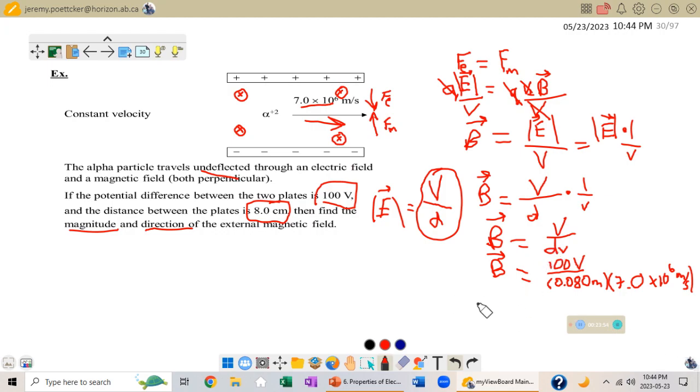And to the correct number of significant digits, my magnetic field strength is going to be 1.7857 on my calculator, so 1.8 times 10 to the negative 4, and the unit here is going to be Teslas.